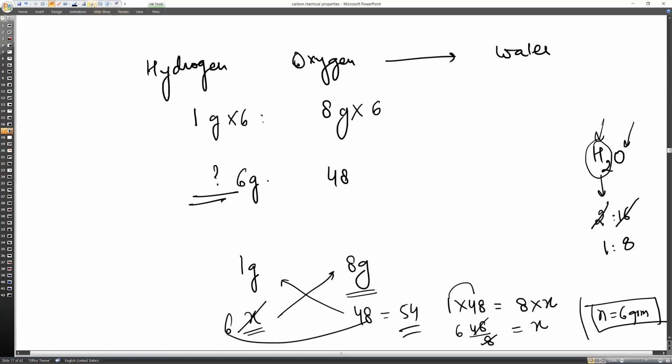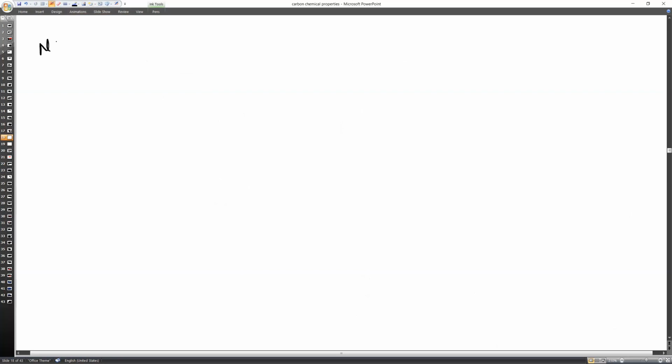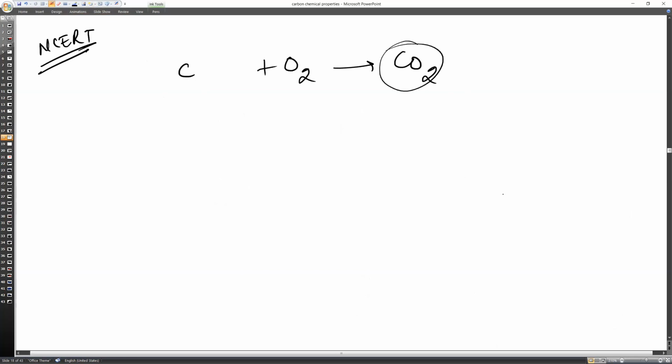Similarly, if I give you the next question, it is from NCERT. For example, you have carbon, which when it burns in oxygen gives you carbon dioxide. Can you tell me the simplest ratio of carbon and oxygen reacting to form carbon dioxide? Like in hydrogen and oxygen, we calculated for water that it is 1:8. So please predict the simplest ratio of carbon and oxygen in forming carbon dioxide.